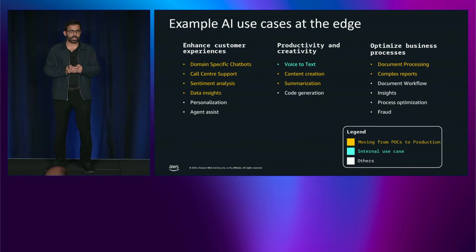The first one is around enhancing customer experience, where a great example is a chatbot, where customers are using generative AI from all the way up to the general purpose bots to industry-specific bots. We've also seen another great example of call center support, where call centers are looking to use generative AI to transcribe audio calls into text and really analyze those for insights. We are also seeing a lot of customers looking at generative AI to do sentiment analysis and really understand interactions between their own customers.